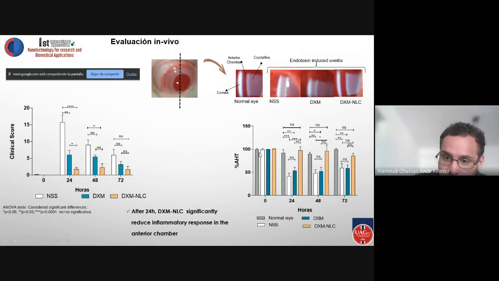So after treatment, we realized that those rabbits that were treated with our nanoparticles showed a better transparency, or a more transparent anterior chamber, in comparison with both those treated with dexamethasone and those treated with normal saline solution. So after 24 hours, the nanostructured lipid carriers loaded with dexamethasone significantly reduced the inflammatory response in the anterior chamber.